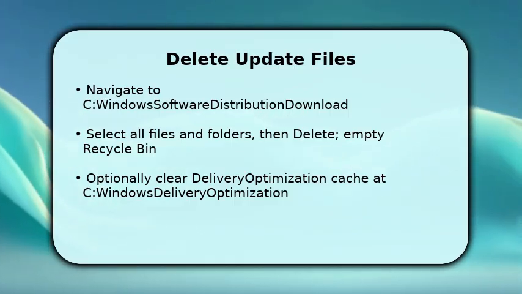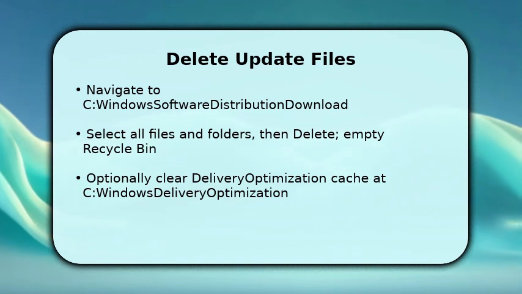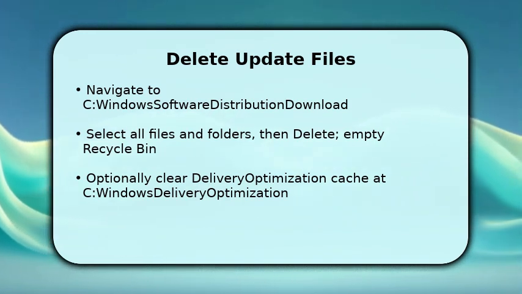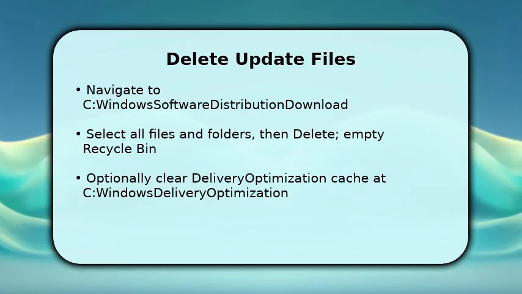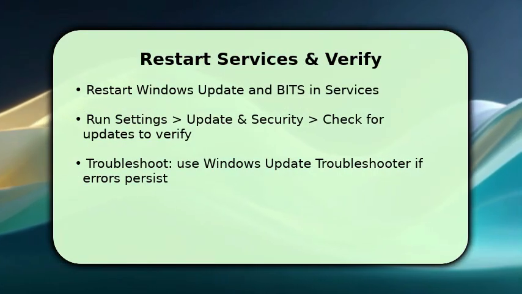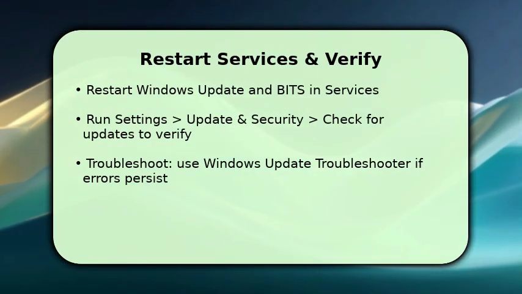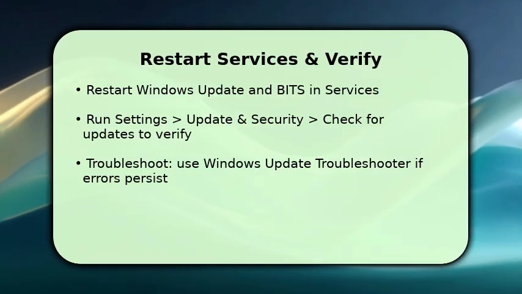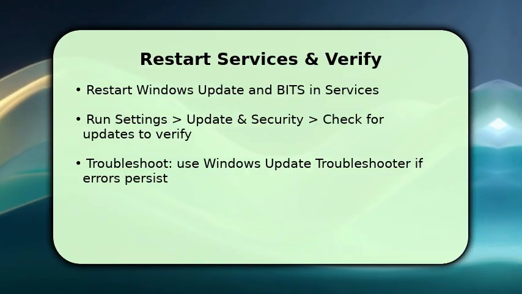Finish by restarting the services you stopped earlier. Open Services and start Windows Update and Bits. Once started, go to Settings, Update and Security, and click Check for updates to confirm the system can re-download necessary files. This validates integrity and network access.